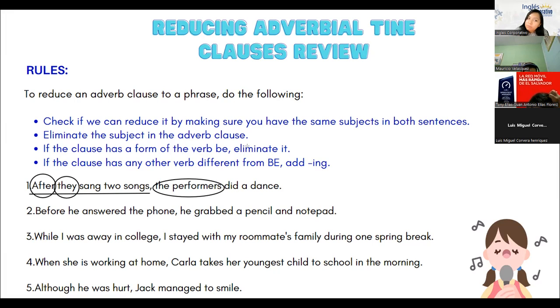Do we have verb to be? No, we don't, right? So let's continue with the last step. If the clause has any other verb different from the verb to be, what we need to do is add the ing. So in this case, singing. The time of the verb is changed.